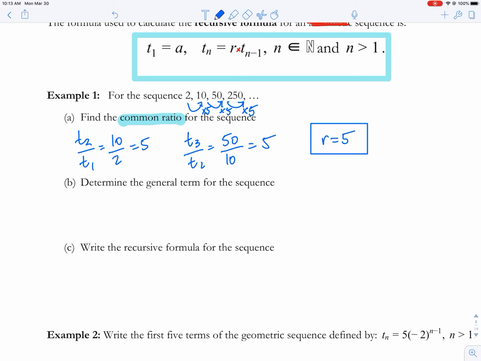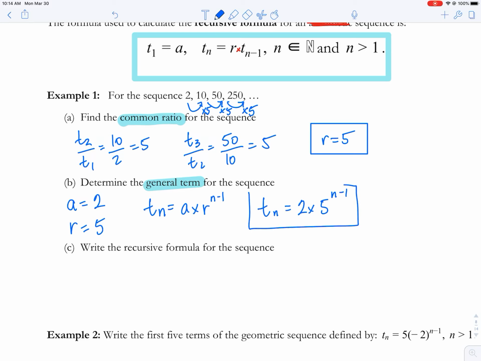B says determine the general term. So we're wanting the general term for this sequence. For the general term, we need a, our starting term, which was 2, r, the common ratio, which was 5, and then the general term, t_n equals a times r to the n minus 1. That's the general formula. So for this sequence, t_n is going to equal 2 times 5 to the n minus 1. And that's going to be our general term.